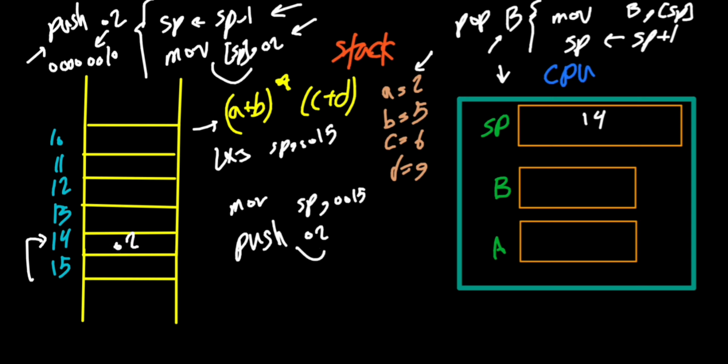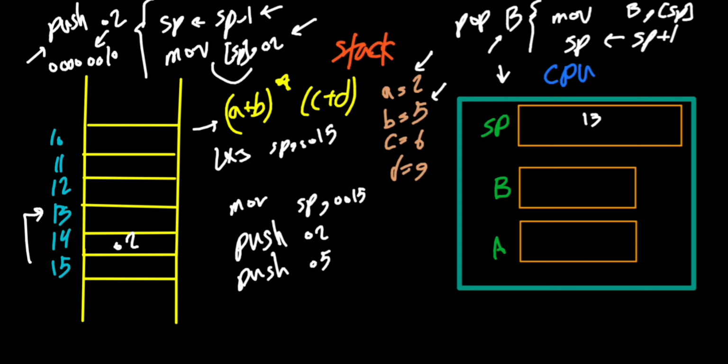02 would be written in the memory location 14. Then we say now push the next value, which is 5. Push the value of 05 again. The first operation is increment the SP. So SP would be equal to 13. Now it is pointing to this location.